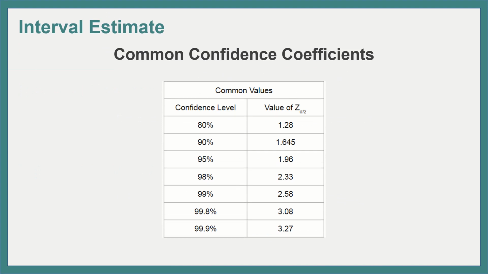So here are the common confidence coefficients. For a confidence level of 80%, we have 1.28. For a confidence level of 90%, we have 1.645, or simply 1.65. For 95%, we have 1.96. For 98%, 2.33. For 99%, 2.58. For 99.8%, we have 3.08, and for 99.9%, we have 3.27. So out of these common confidence levels and confidence coefficients, 95% is the most commonly used by researchers.